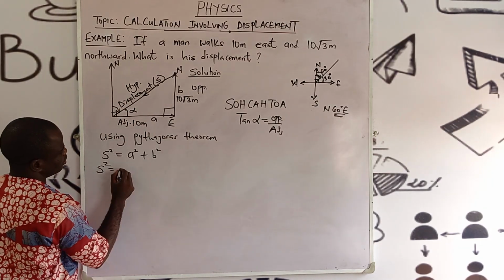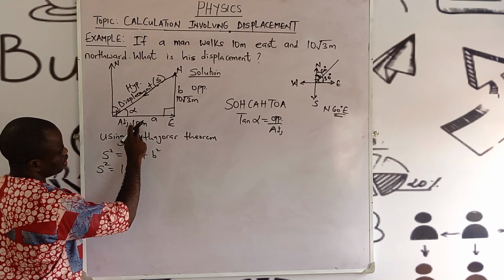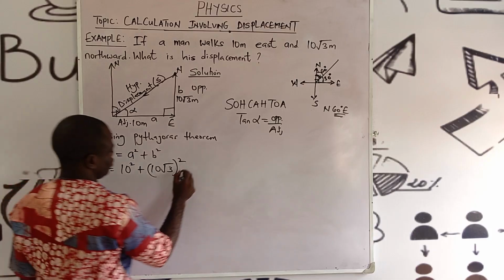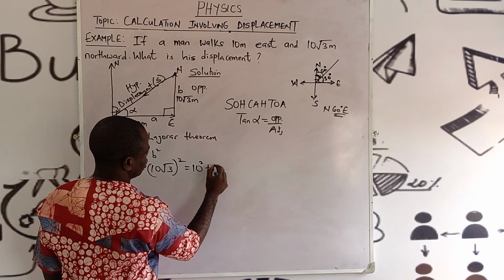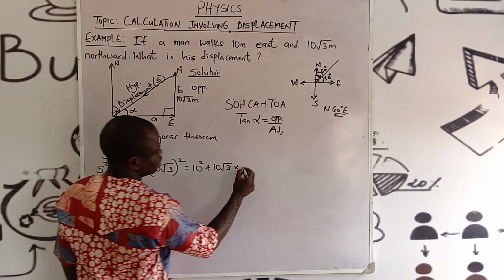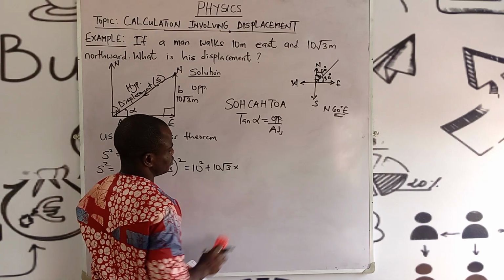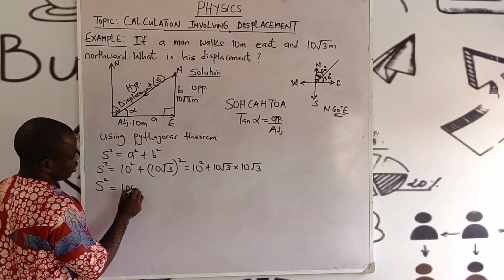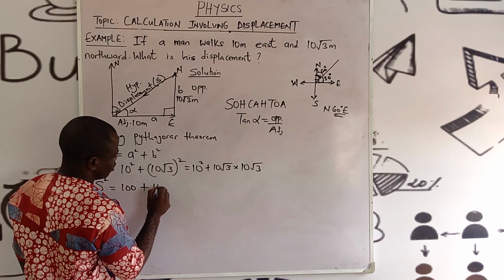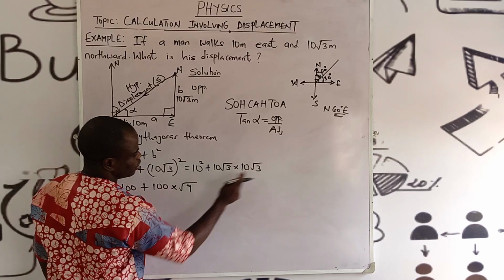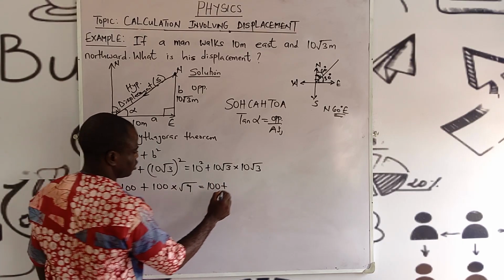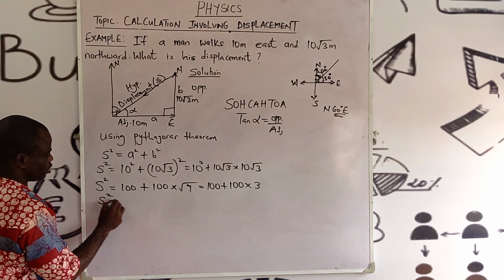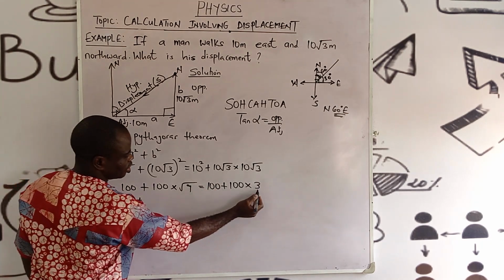S squared equals, what's our A? 10 squared plus 10 root 3 squared, which is equal to 10 squared plus 10 root 3 times 10 root 3, since you are multiplying it twice. S squared equals 10 squared, which is 100, plus 10 times 10, that's 100, times root 3 times root 3, that's root 9, which is 3. S squared equals 100 plus 100 times 3, that's 300.